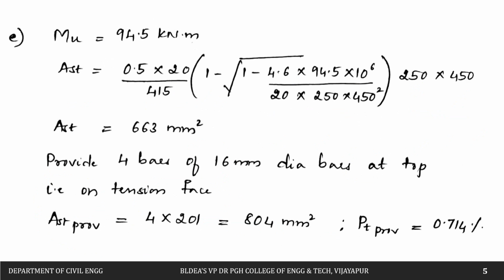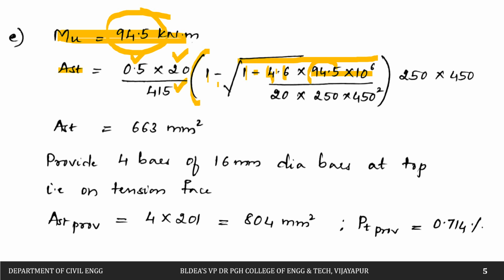Then next, for a given moment, let us try to provide the reinforcement, or let us try to calculate the area of steel, Ast, that is equal to 0.5 fck divided by fy, into bracket of 1 minus square root of 1 minus 4.6 Mu. Mu is 94.5 kilonewton meter we have.